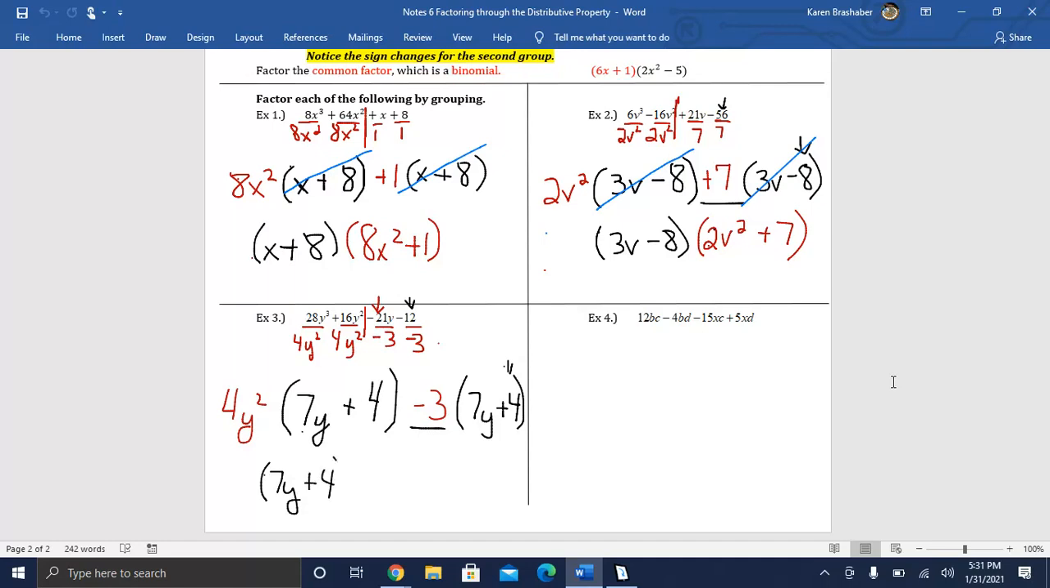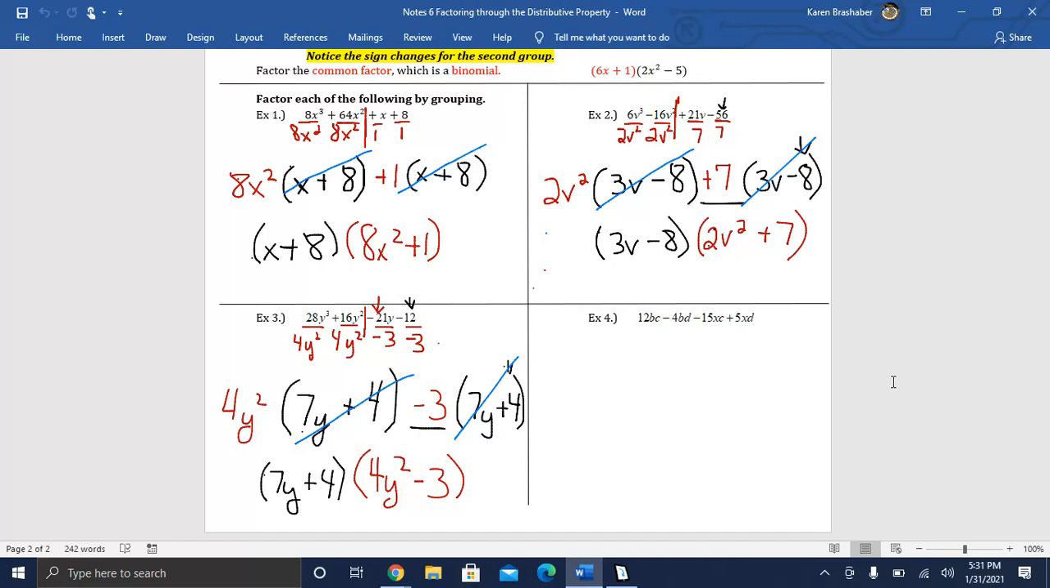And notice that it is the same in those two spots. So I'll cancel it. And then my other factor is what's not marked out, the 4y to the second minus the 3. And then my last problem, example number 4, might be just a little bit harder to discover because there's more than just one variable.